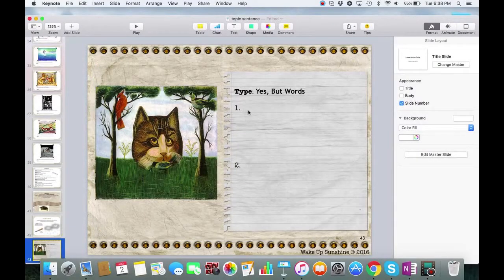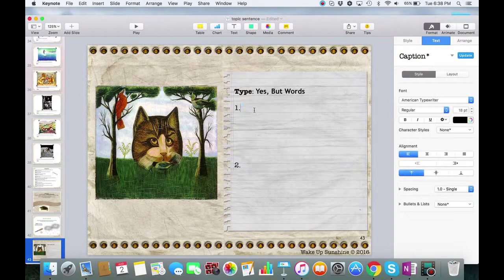So on to our practice utilizing "yes, but" words. We have an interesting picture here. I don't know about you, but I see a cat head. I guess if you look really close, it looks like he has a bird in his mouth, but that's about all I see. So we're going to utilize the "yes, but" words concept, and let's see what we come up with here.